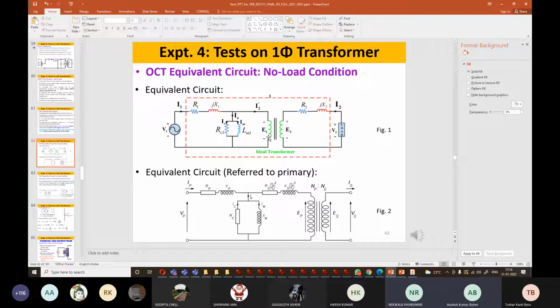And you may ask again, sir, beside RC and LM, why are they representing IC or IW or IM? Sir told that one is the core loss component at the no load condition, and the other is the magnetizing component, which is responsible for electromagnetic induction, to transfer the magnetic energy. Understood? This is basically the concept here.